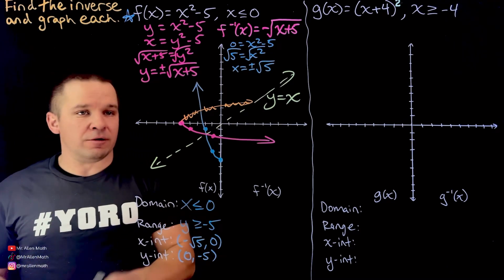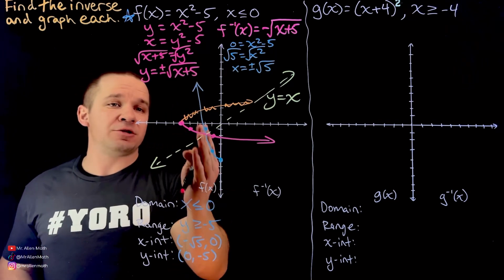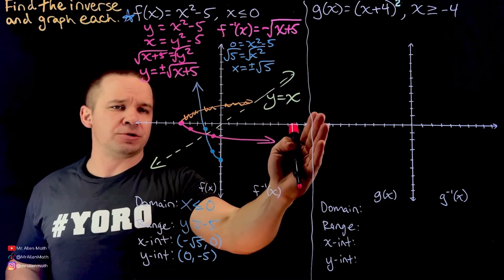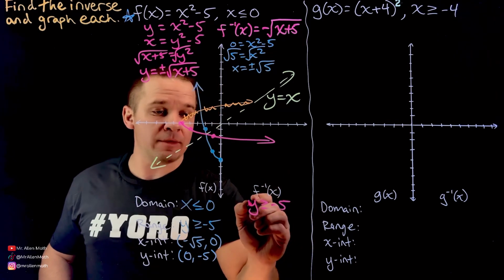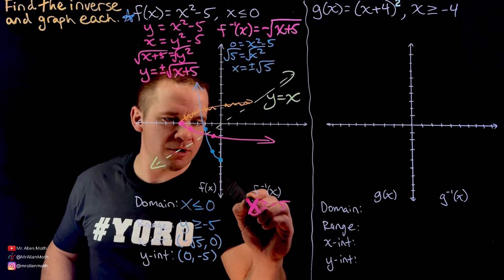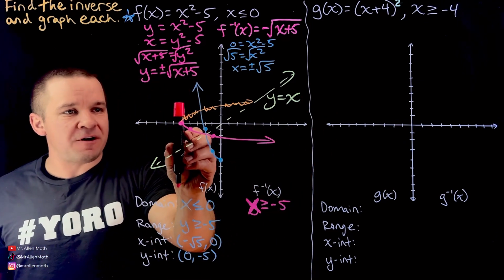Now for my inverse in pink. Let's see here. My domain. Well, my domain is greater than or equal to -5, right? Y is greater than or equal to -5. Or sorry, x. Oh, my goodness. X is greater than or equal to -5. So here I'm starting at -5 and I'm going to the right.